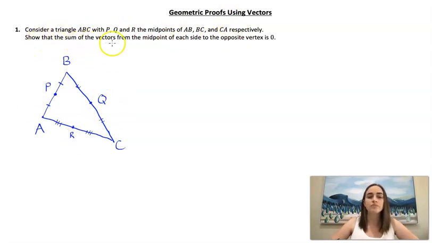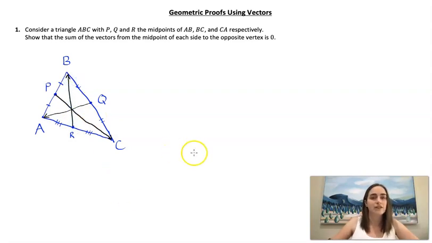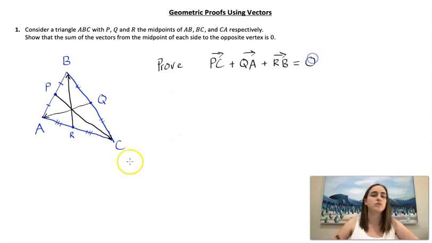Then it asks us to show that the sum of the vectors from the midpoint of each side to the opposite vertex is 0. So if we draw in those vectors, let's draw them in black so we can see what we're doing. From the midpoint of each side to the opposite vertex, we're going to have this vector here from P to C. Then we're going to have Q to A, and we're going to have R to B. And we want to show that the sum of those three vectors is 0. So what we're trying to prove is that vector PC plus vector QA plus vector RB is equal to 0.